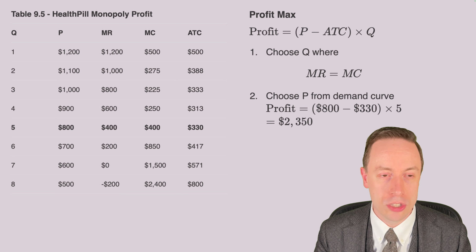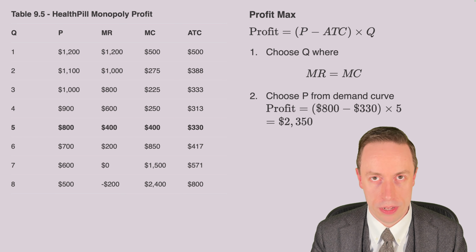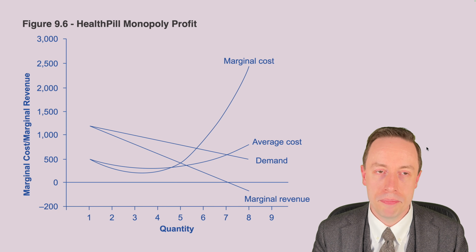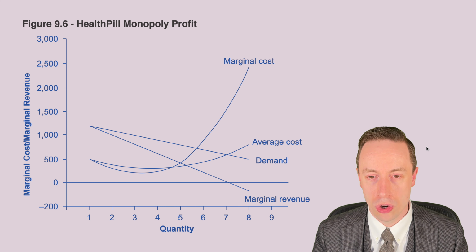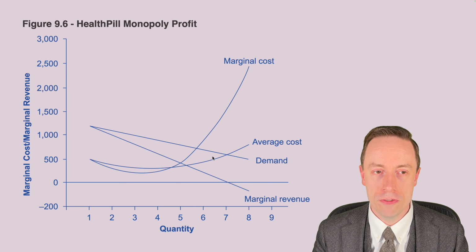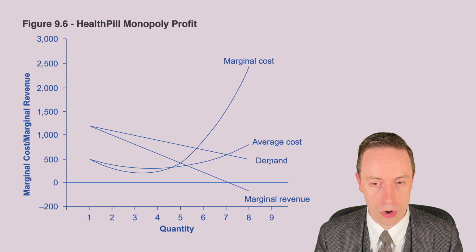All right, let's look at the same problem graphically. So here is our same health pill company with all 4 relevant curves displayed. Let's orient ourselves a little bit. We have a demand curve that is downward sloping because it's the entire market demand curve.